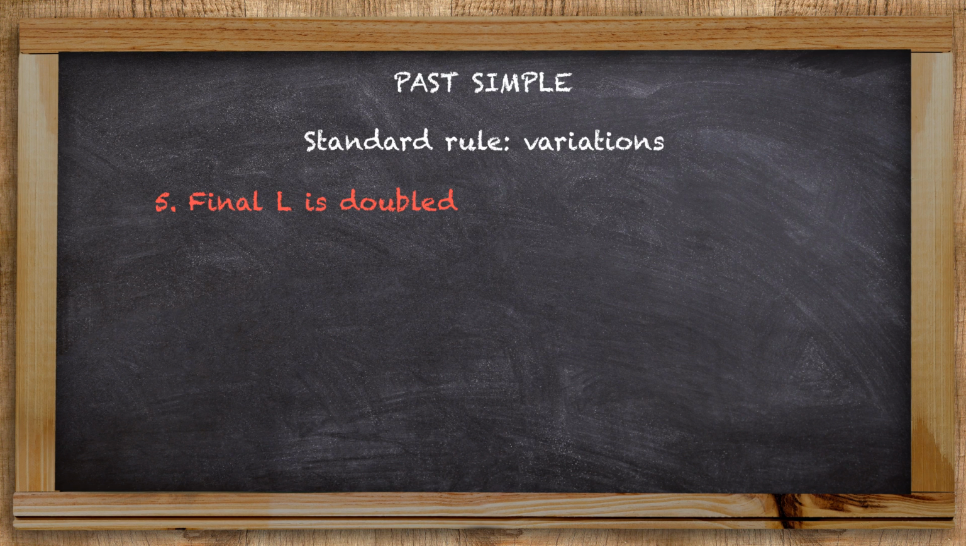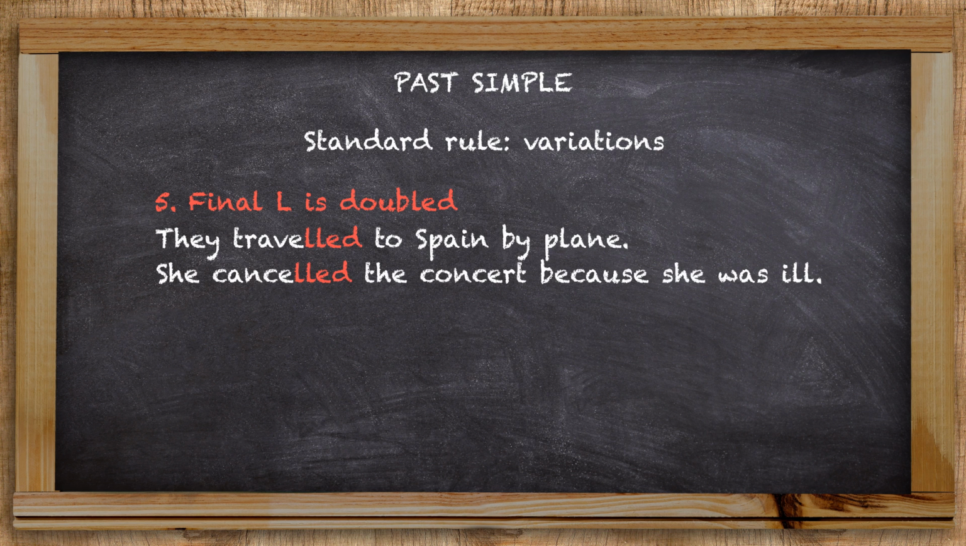5. If a verb ends in the letter L, you double this even if the pronunciation doesn't change. Look at these verbs. To travel. They travelled to Spain by plane. To cancel. She cancelled the concert because she was ill.